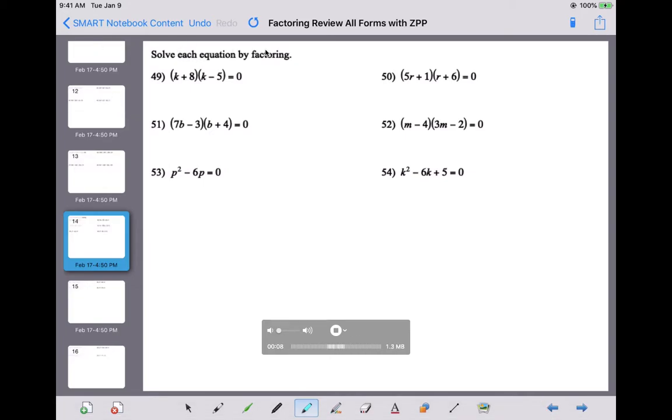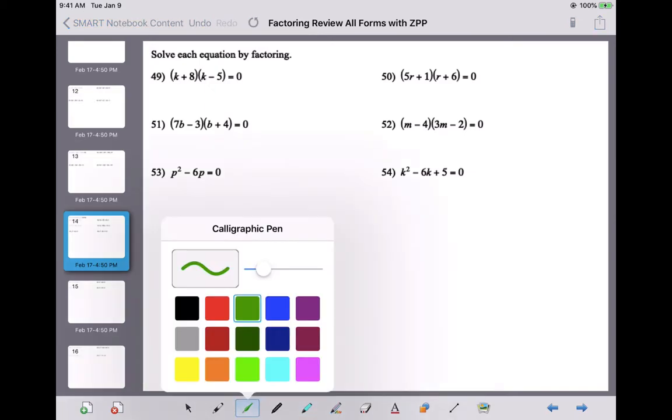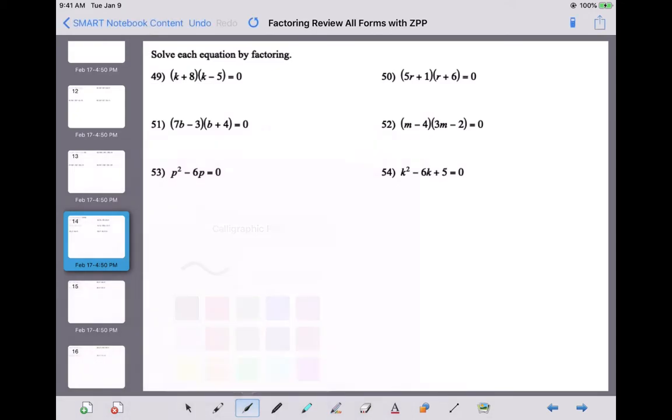Solving each equation by factoring. This is on the back of that factor and zero product property ZPP retake packet. So when we have an equation, if we can get it in factored form, if it's set equal to 0, it's really easy to find your solution.